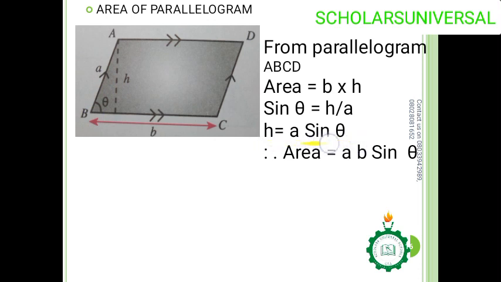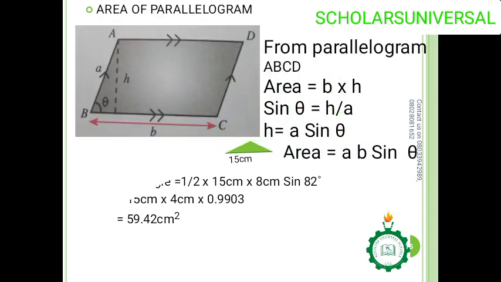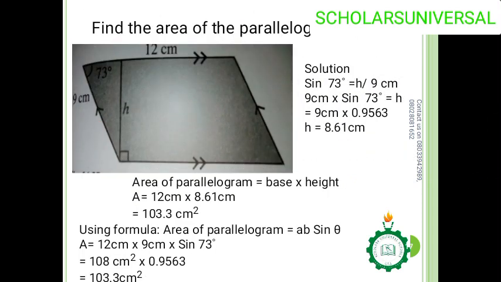Is that taken? So substitute this value into this first equation. Where you see H, it will not be H again, it will be A sine theta. So by the time you put it here, you have area equal to AB sine theta. Okay, so let's look at one question for that. Here we have 73 degrees. Have you seen the angle here? Here we have the opposite, and this is the hypotenuse. Are you with me?